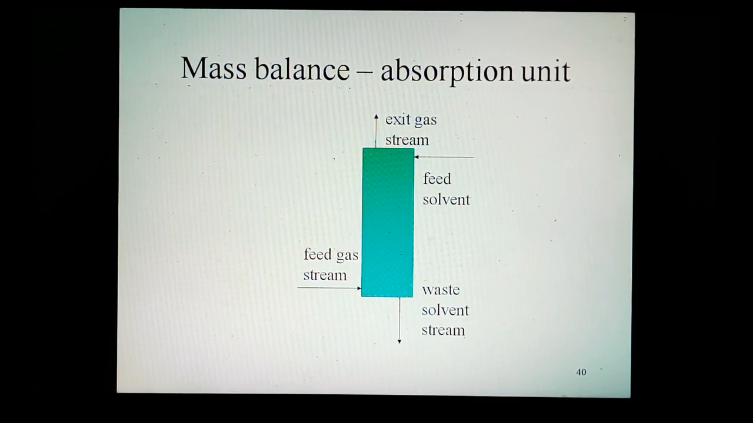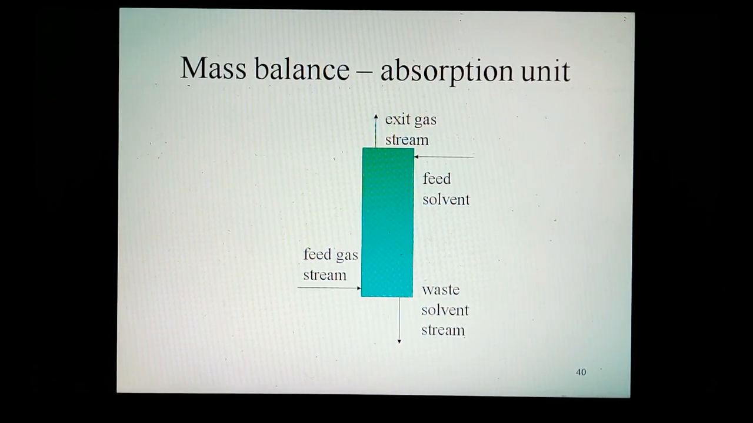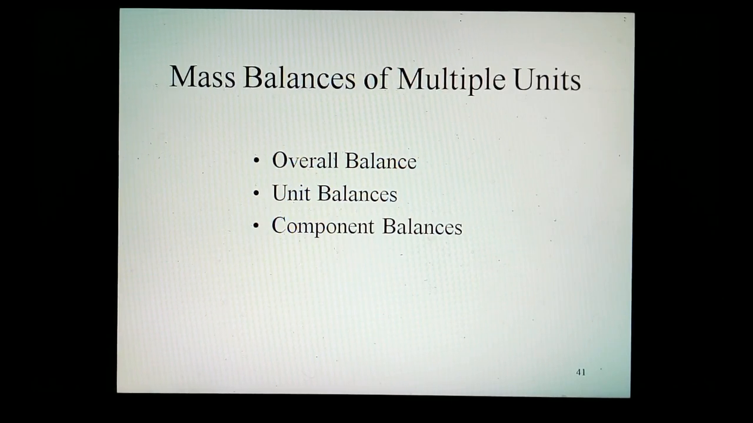Mass balance of absorption unit. Mass balances of multiple units. Do overall balance. Do unit balances. Do component balances.